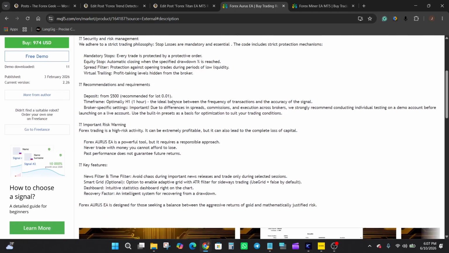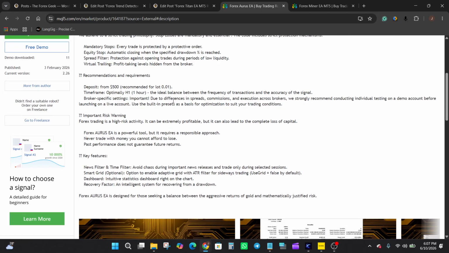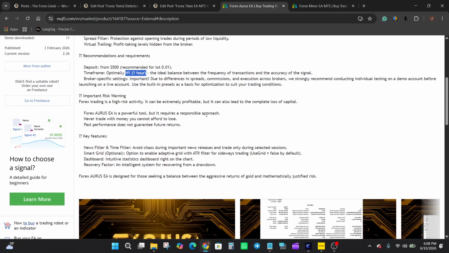Now, moving into the recommendations, the EA suggests a minimum deposit of $500 when trading with small lot sizes like 0.01. It also recommends using the H1 time frame as the optimal balance between signal accuracy and trade frequency, especially for gold. Now I'm just going to move into the settings and strategy tester to see how this behaves on historical data.